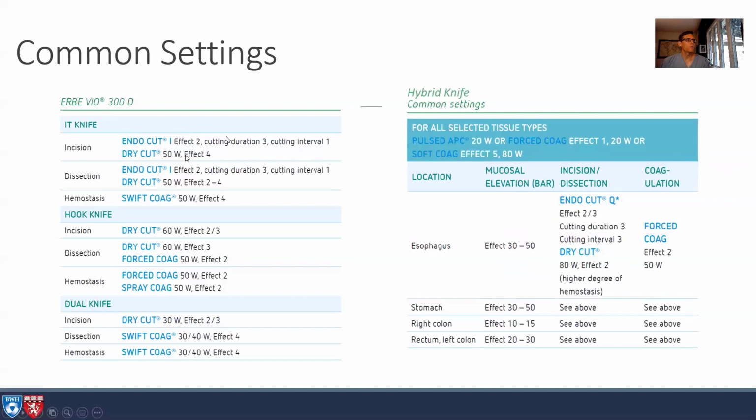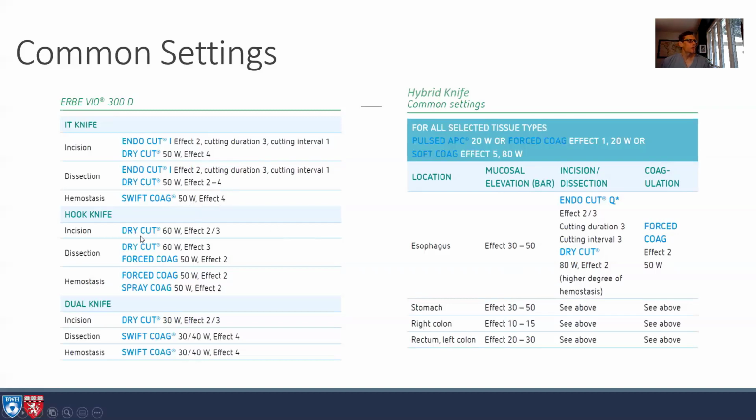Dry cut 50 watts, effect 4 is a common setting with an IT knife. When you're getting into your dissection, okay. Endocut I, 2, 3, 1, again, pretty common. Dry cut of 50 and somewhere between 2 and 4 with effect. And then with hemostasis, you can consider using swift coag with this, 50 watts and effect 4.